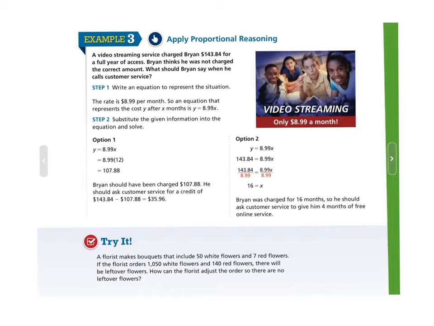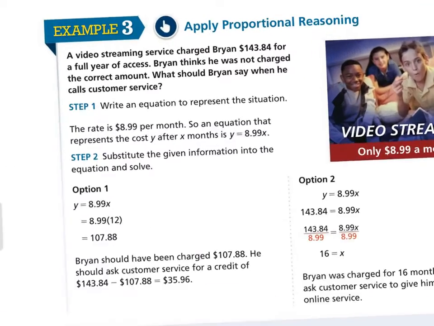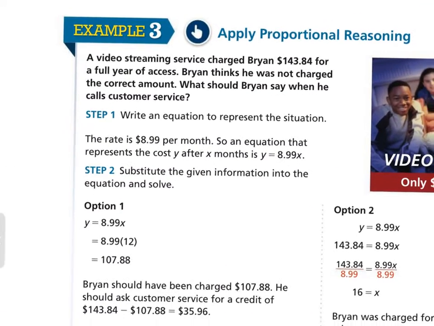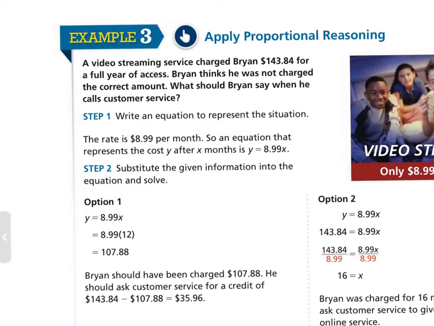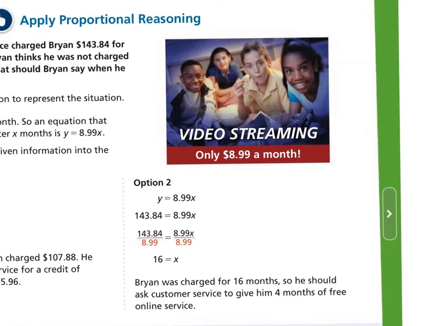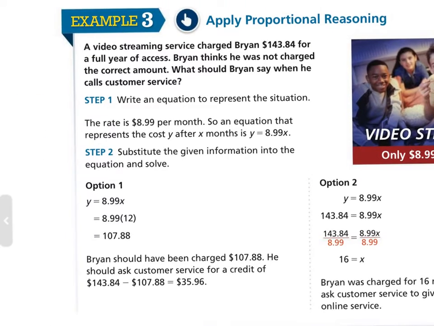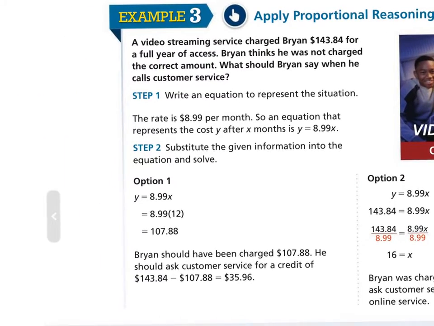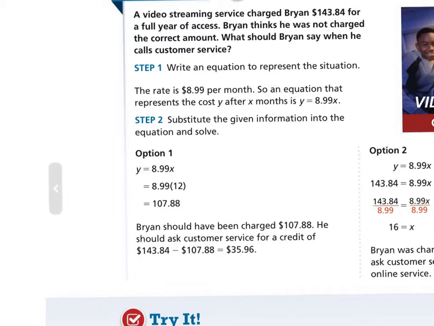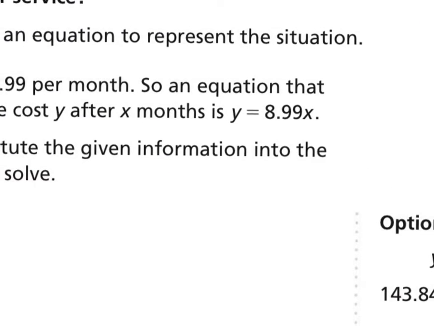Example 3, a video streaming service charged Brian $143.84 for a full year of access. Brian thinks he was not charged the correct amount. What should Brian say when he calls customer service? Okay, so you can see from the picture, this was $8.99 a month. So $8.99 a month, that's like our unit rate or our slope. So we could say our equation would be y equals $8.99x.